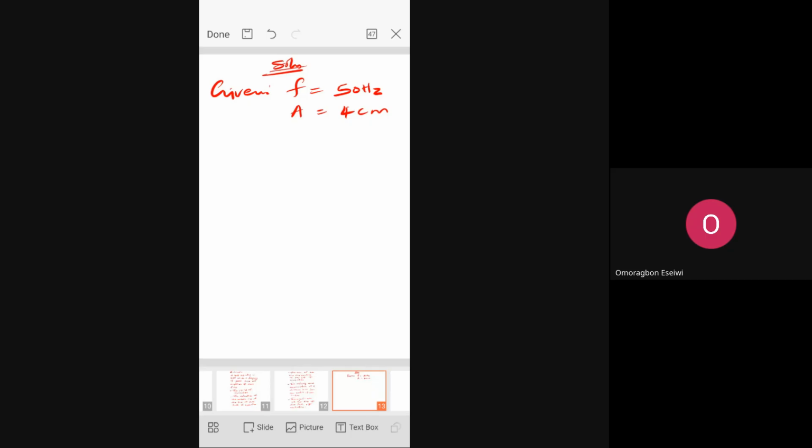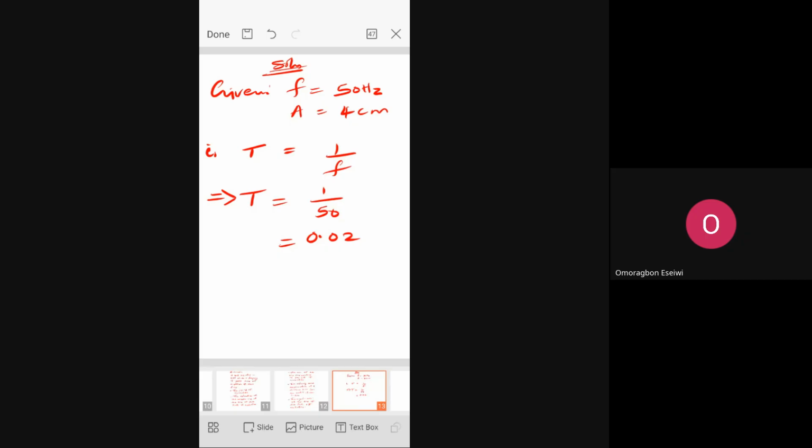And now we are asked to find the period. These are the only two things they gave us. So question 1 says we should find the period. Period is capital letter T. And since I know the frequency, I already know that period is simply 1 all over F. Very simple. So period T is equal to 1 all over 50, which gives us 0.02.